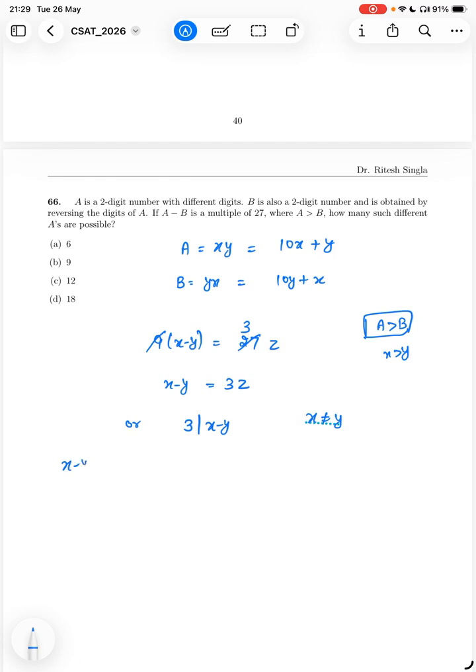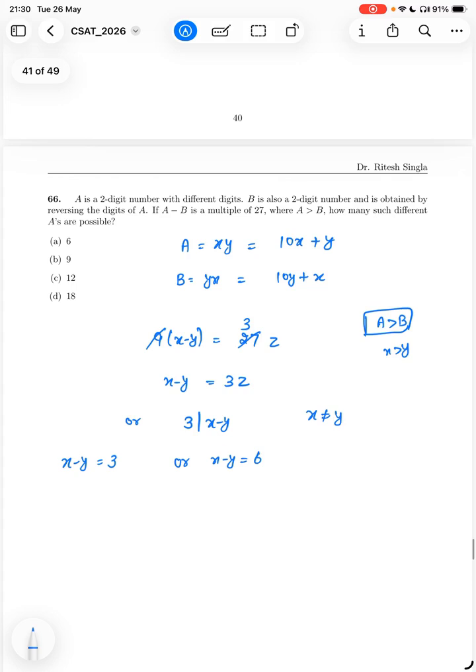So x minus y is either 3, or x minus y is equal to 6, or x minus y should be 9, which is not possible because A and B are both two-digit numbers. So you cannot have 90 as A. So x minus y is equal to 3.